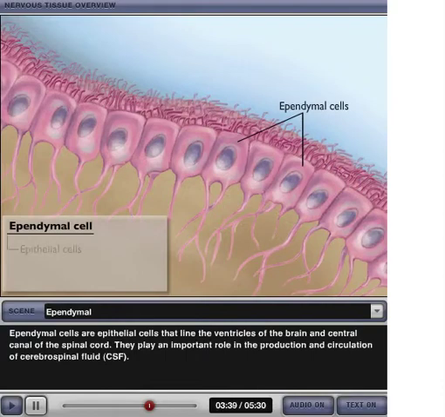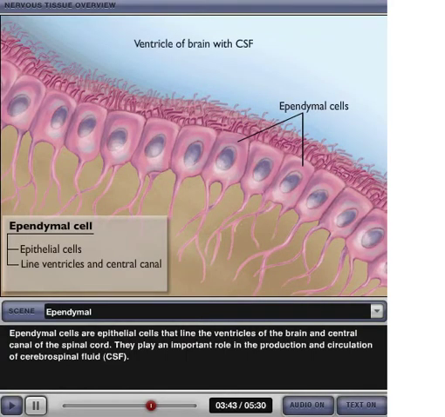Ependymal cells are epithelial cells that line the ventricles of the brain and central canal of the spinal cord. They play an important role in the production and circulation of cerebrospinal fluid, or CSF.